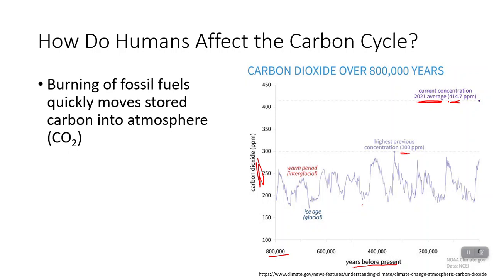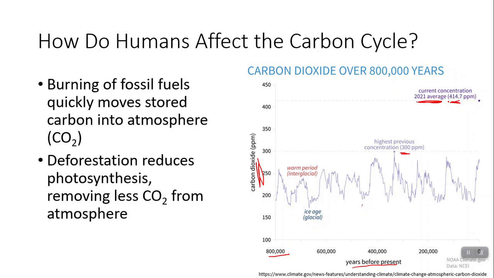Some of it's being absorbed by things. Mostly the ocean has been absorbing more carbon dioxide, but we'll talk later about what impacts that has on the ocean. And then also we're affecting the carbon cycle by deforestation, which means cutting down trees, cutting down forests, removing plants. That's going to reduce photosynthesis, which means that it's reducing the removal of CO2 from the atmosphere. So that's also going to impact the amount of carbon dioxide in the atmosphere. It's going to increase it. So we're doing mostly activities that increase carbon dioxide in the atmosphere and in the ocean.